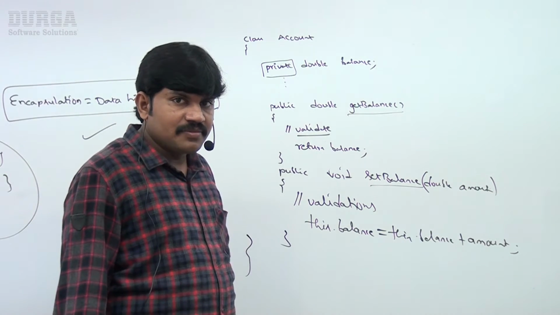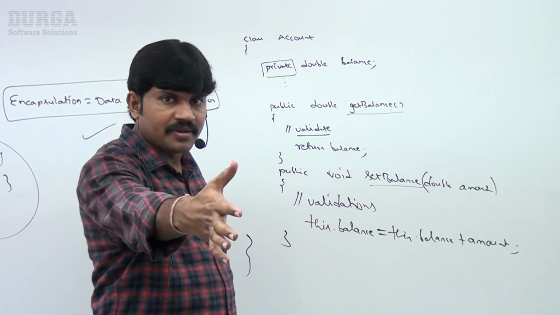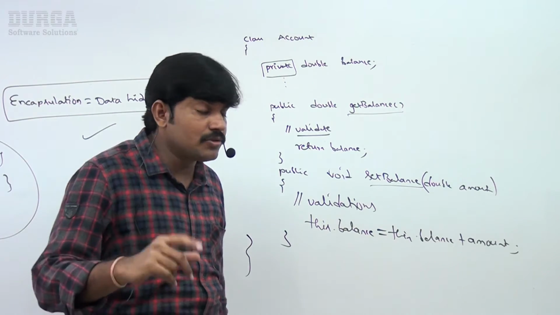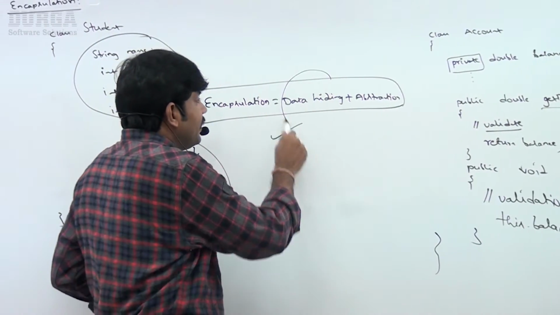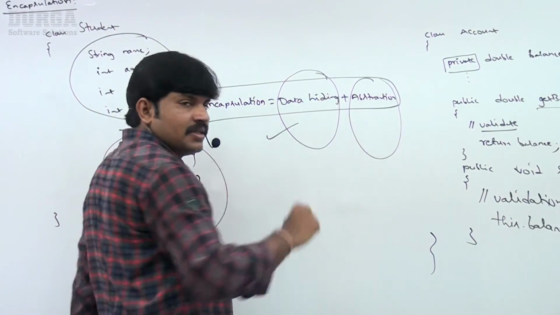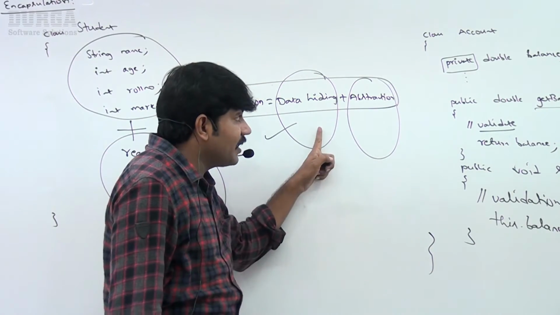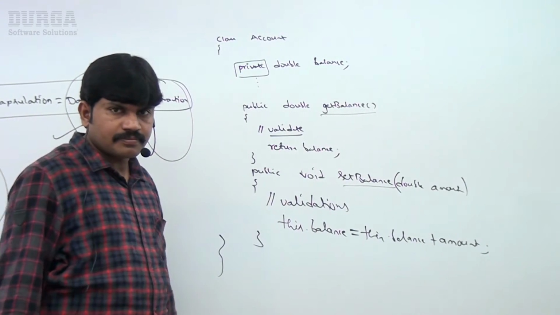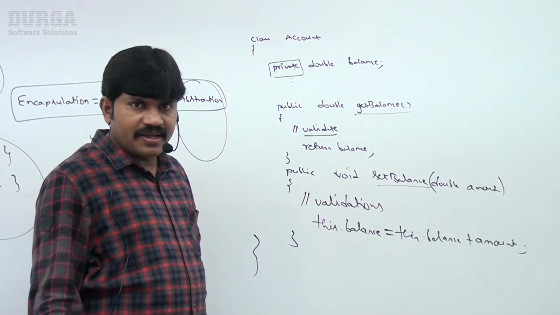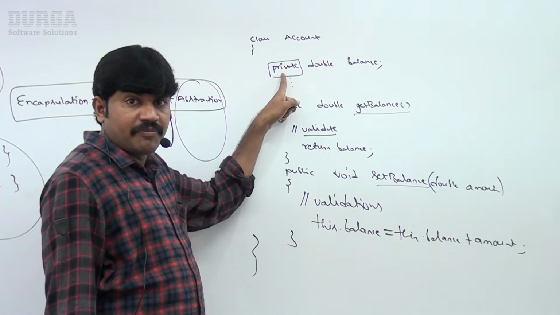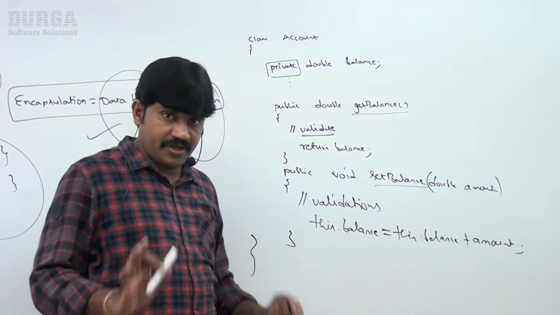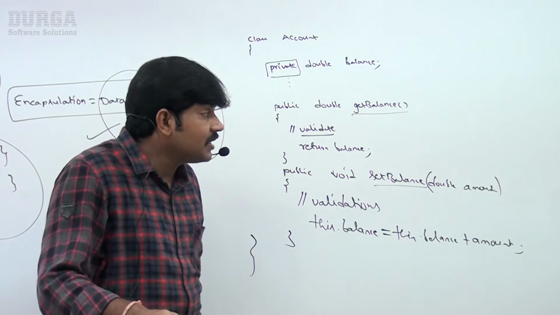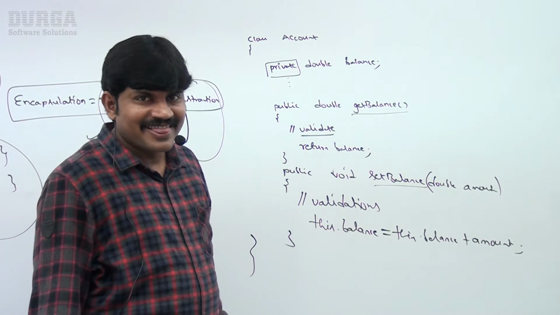If you are telling it is the encapsulated component, compulsory it should follow data hiding and abstraction. Sir, where is the data hiding? Yes, where is the data hiding? Declare this variable as private, that is data hiding. Okay, well, perfect. But where is abstraction?